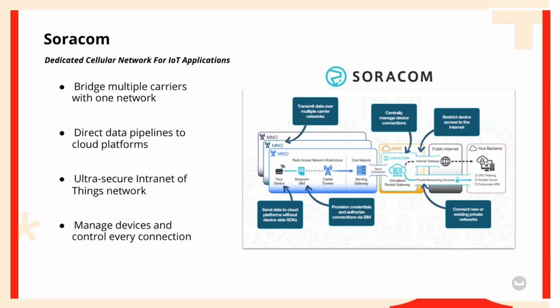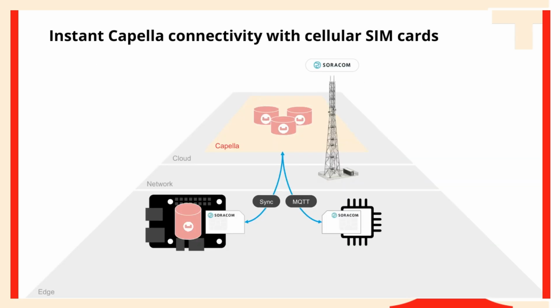And it makes it really easy by being plug and go. So the concept is really simple. You get that SIM card, you insert it to your IoT device, and it's pre-configured to connect directly to Capella, our database as a service, using the Soracom network over MQTT. And this makes it easy for customers to quickly deploy fleets of IoT devices that can start collecting data immediately.